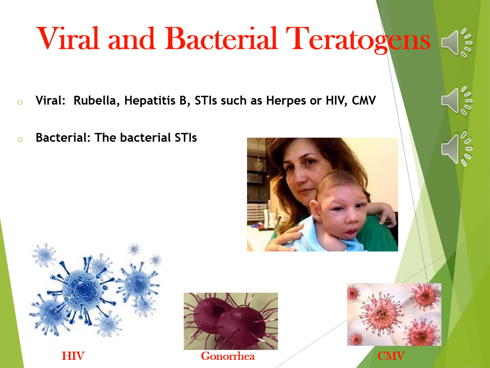CMV we're going to consider on a separate slide. Other viral teratogens are STIs, such as herpes. If mom has an active herpes infection, that can cause brain damage, vision loss, and other terrible things. So if mom has an active infection with herpes, a C-section will typically be done.